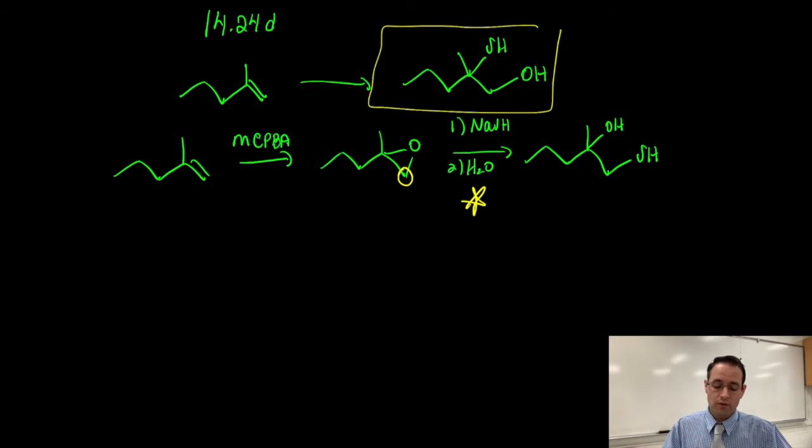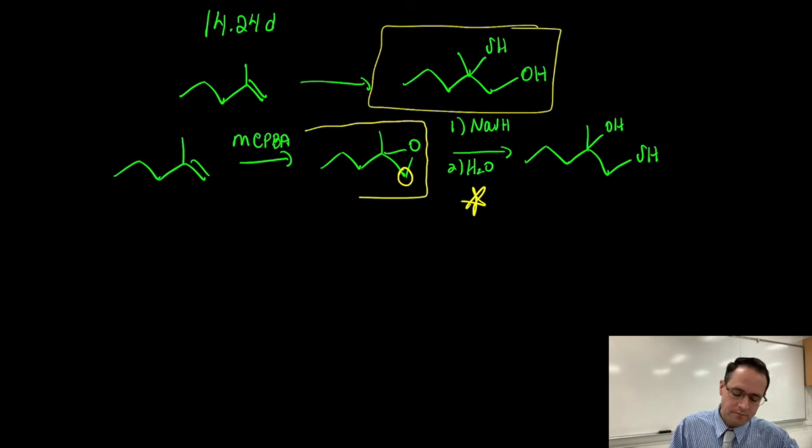So the sulfur is going to be attached to the less substituted carbon. However, in the product, we want the sulfur attached to the more substituted carbon. So there's something different we have to do there, okay? So what can we do? Well, we can take this epoxide. We could try something else, okay?